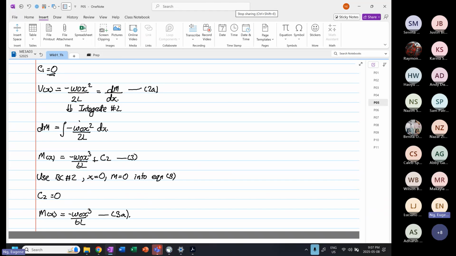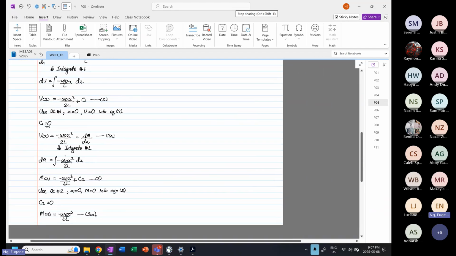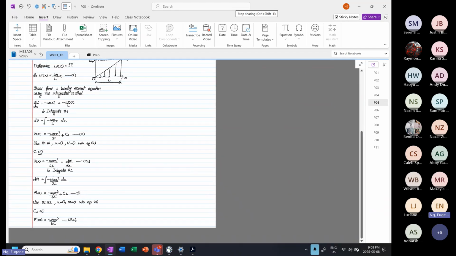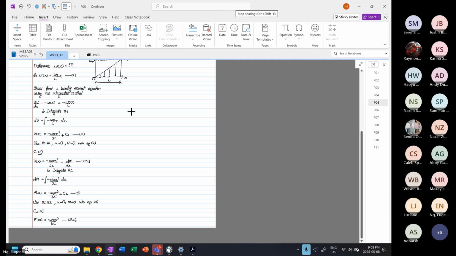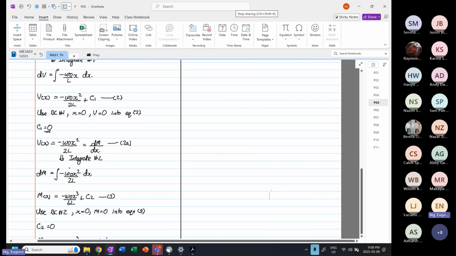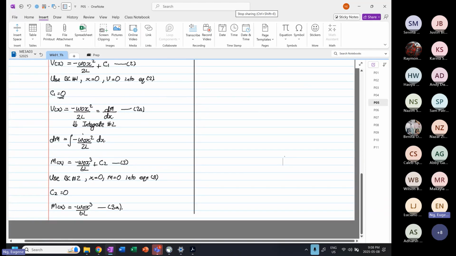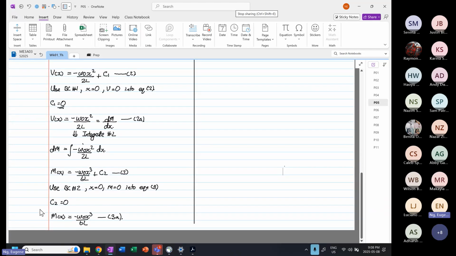Okay, so now we have our moment equation now. So the next thing that we're going to do, I think I have a lot of space. I'm going to carry on the same page. Okay. Then the next thing, I'm going to copy the whole thing and put it here.